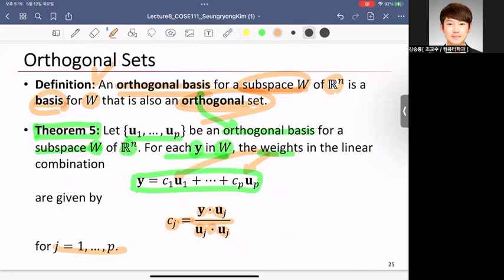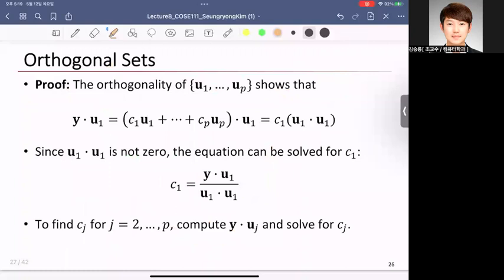Let me explain this one step by step. So please follow me. First of all, let's prove this here. Orthogonality of this set S means u1 inner product u2 is equal to 0, u1 inner product u3 equal to 0, and so on.